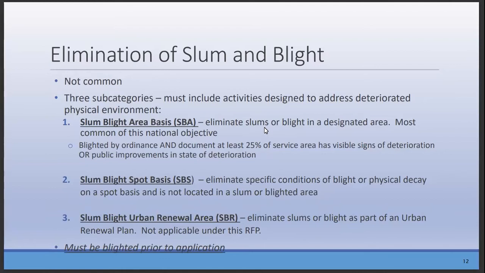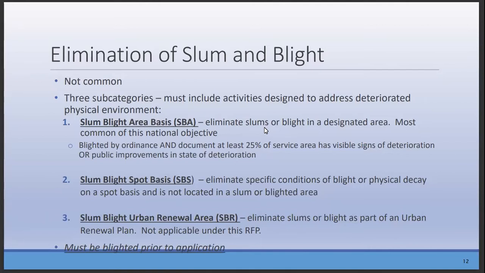The second subcategory is Slum Blight Spot Basis, or SBS. This is where you eliminate specific conditions of blight or physical decay on a spot basis and is not located in a slum or blighted area. Rehabilitation is limited to the extent necessary to eliminate a specific condition that is detrimental to public health and safety.